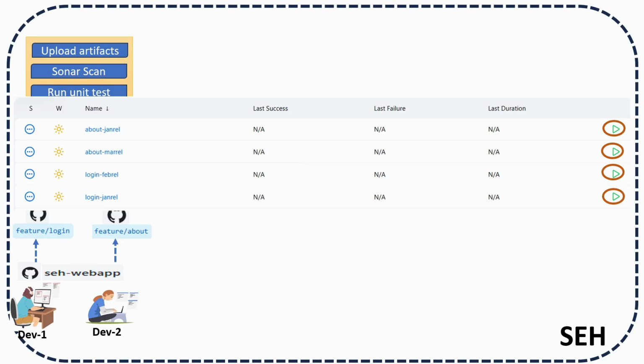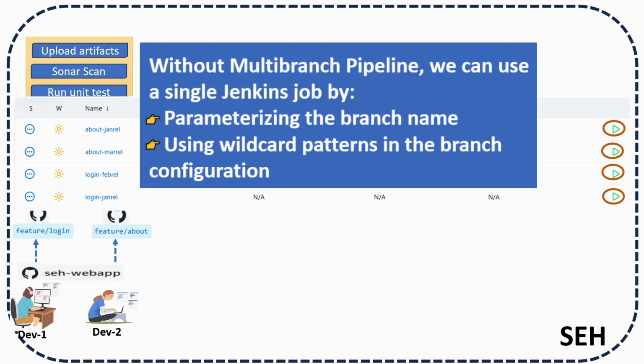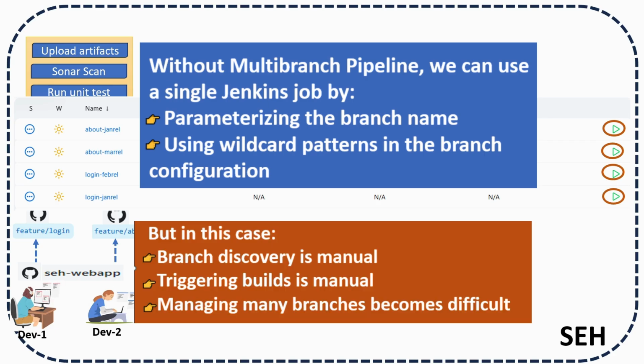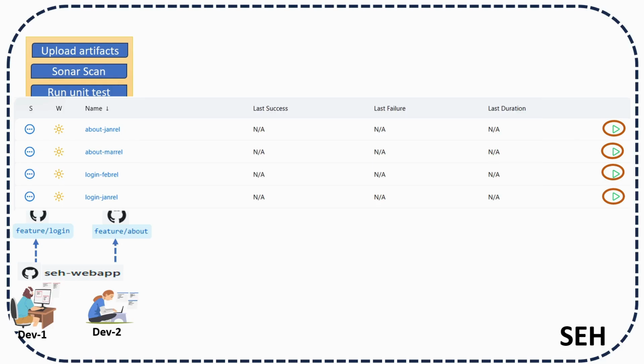Well, without multi-branch pipeline, we can still use a single Jenkins job by parameterizing the branch name or using wildcard patterns in the branch configuration. But in this case, branch discovery is manual. Triggering builds is manual. Managing many branches becomes difficult. Creating separate Jenkins pipeline jobs for every branch and executing them manually is not scalable. This approach is hard to manage and error prone.